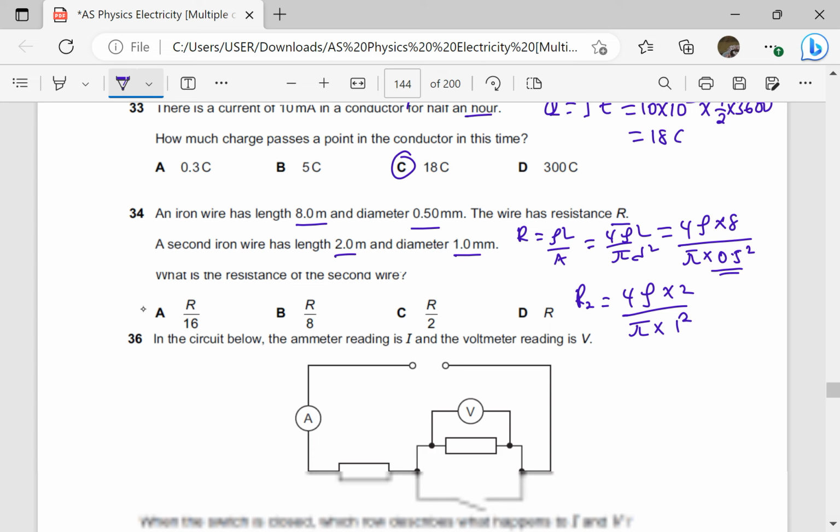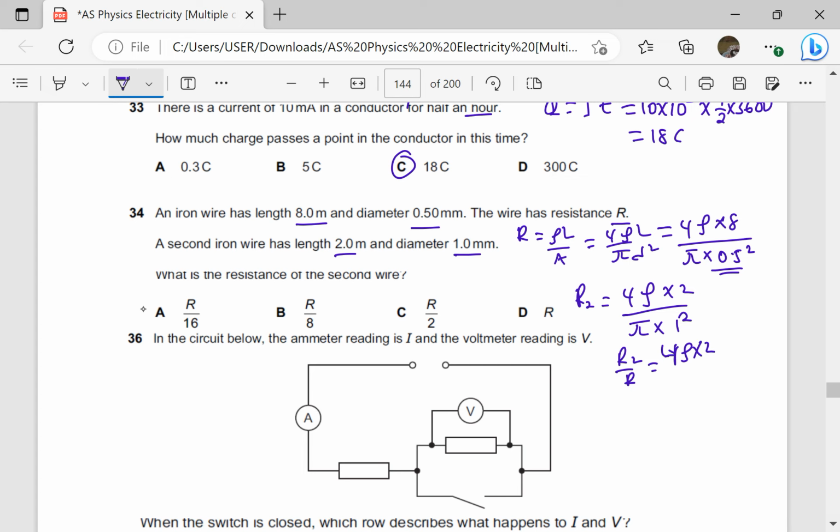I will divide R2 by R. So R2 divided by R is going to be 4 rho times 2 divided by pi. Of course, this 1 squared is useless, but okay, maybe times 1 squared, no problem. Then I get the reciprocal: pi times 0.5 squared divided by 4 rho times 8.